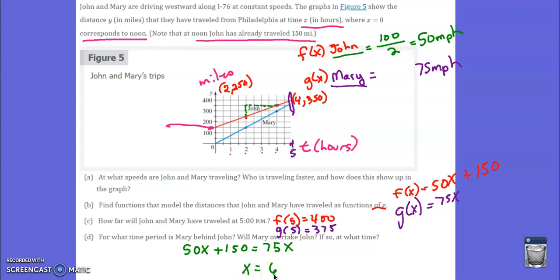And so what that means is, notice they started at noon, and 6 hours later, at 6 o'clock, they will actually meet up. If you continue this graph, you'll see that the lines meet up at 6, which is 6 p.m. And after that, at 7 o'clock, 8 o'clock, Mary's going to be in the lead.